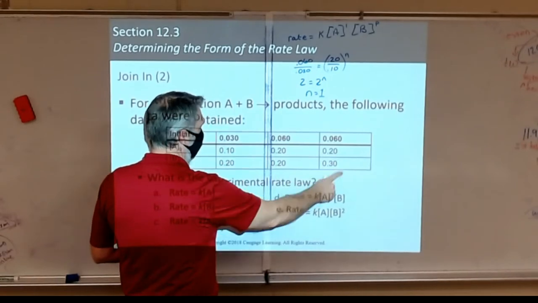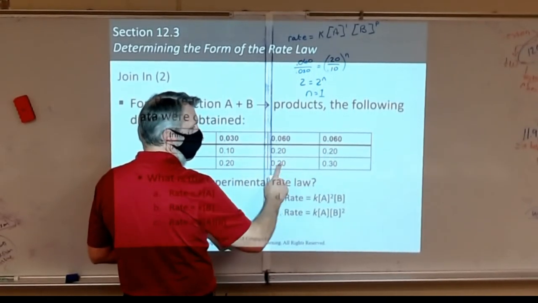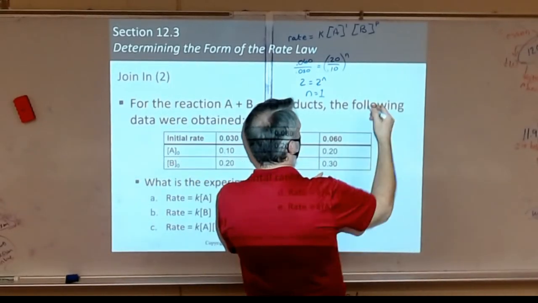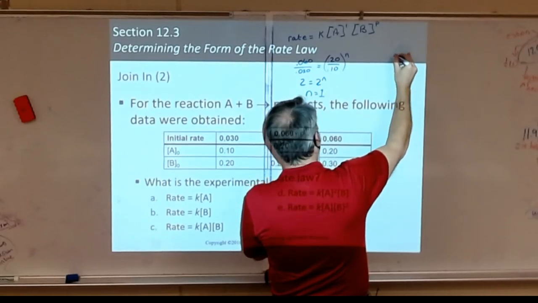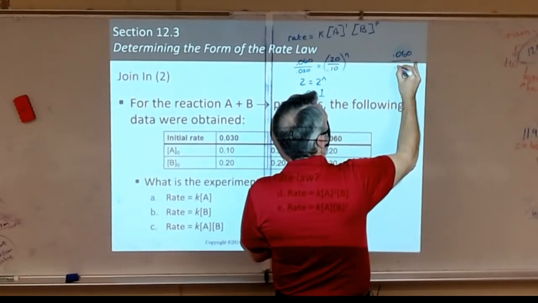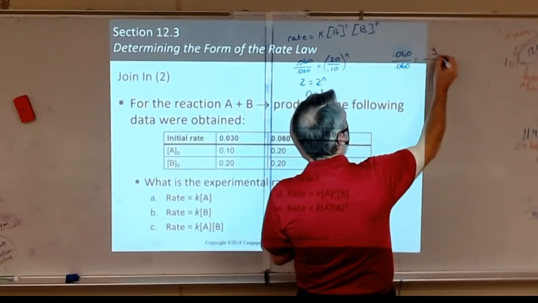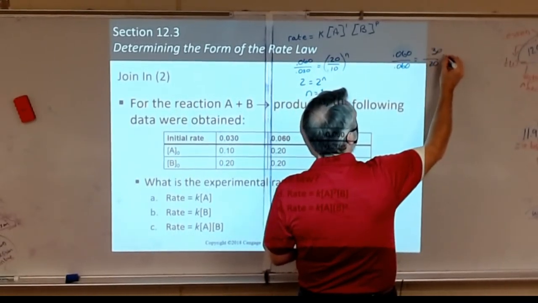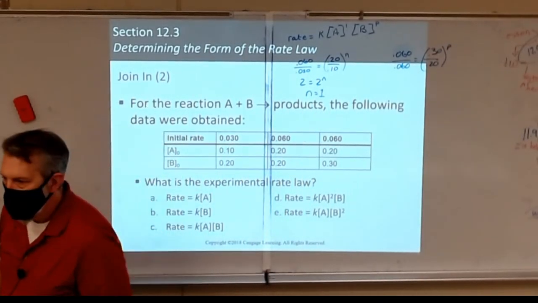These two, because this is the same and this is different. So let's compare that. So 0.060 divided by 0.060 equals 0.30 divided by 0.20 to the power of P. Everybody okay with that?